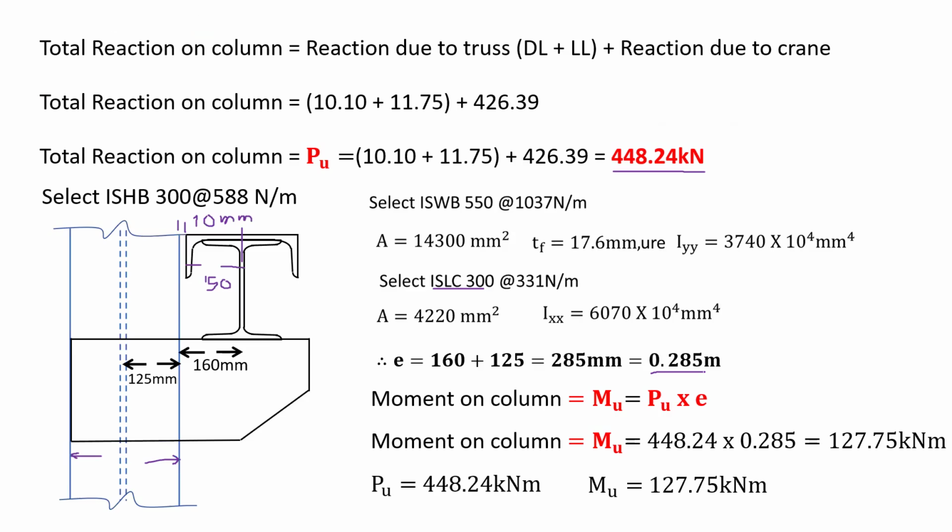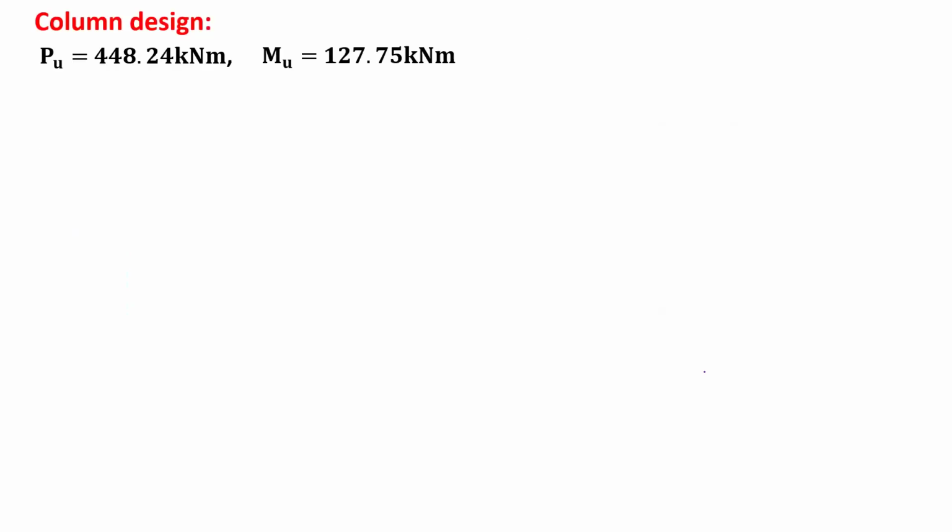So now column design, PU 448.24 and MU 127.75. So we have taken these values from here. And then we will start design of column. Now already in the class I have explained, we have PU upon A plus MU upon ZB.